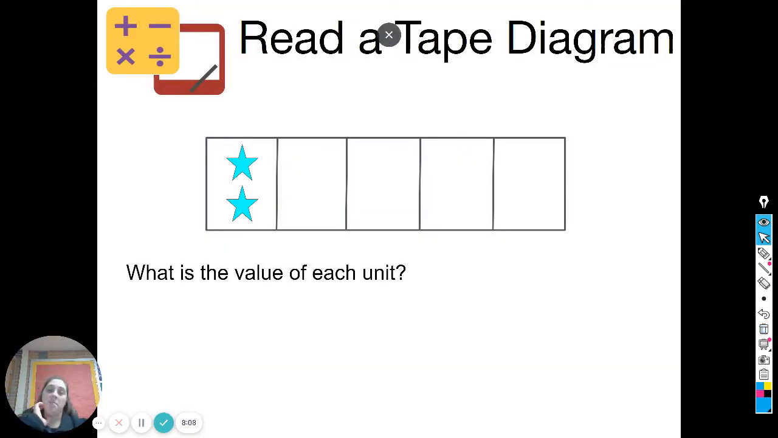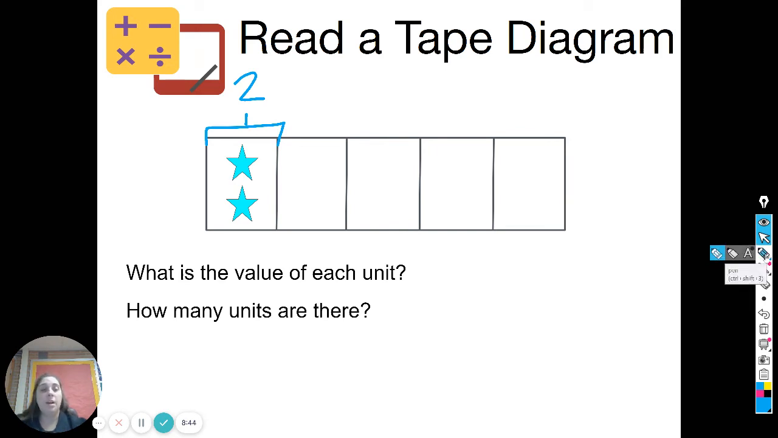So this is reading a tape diagram. That's what we've been doing a lot of practice with. So right now in front of you, I have a tape diagram, and I want to know what is the value of each unit, or what is the size of each unit. So with your fingers, go ahead and hold up, what is the size of each unit? Two. The size is 2. That is the value. Each one of these boxes in this tape diagram has 2 stars, so that is the value.